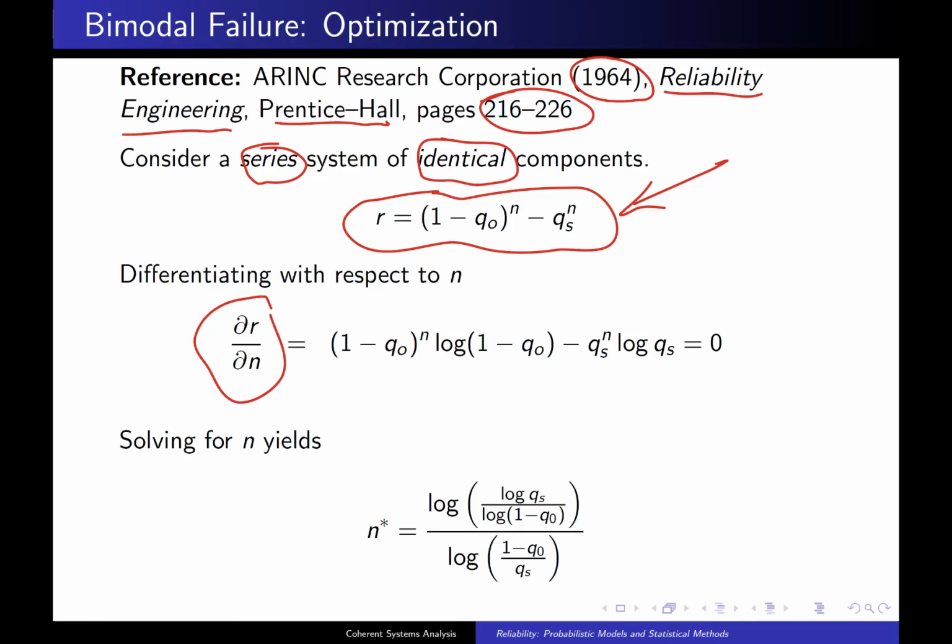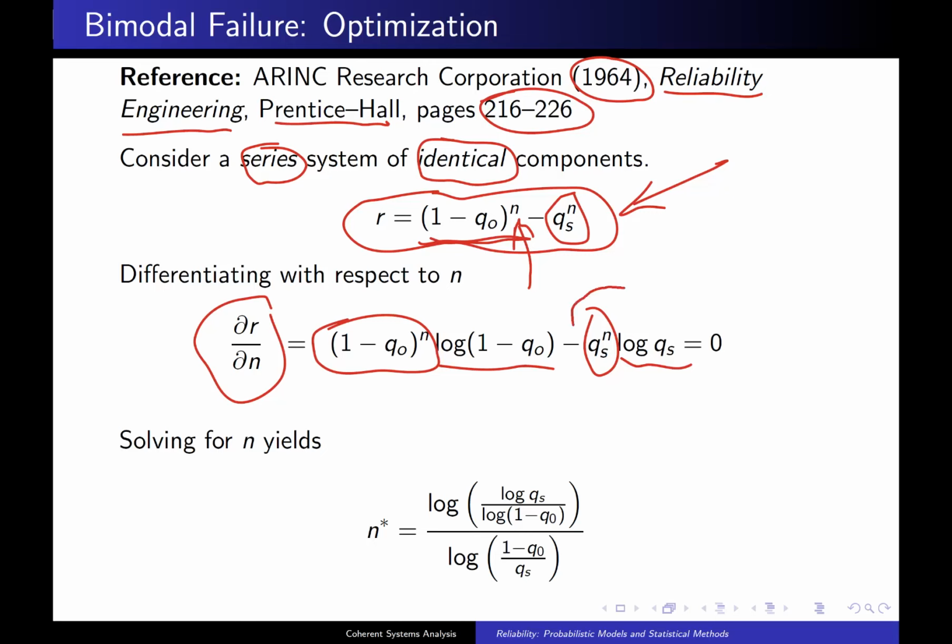So when you take a derivative, now notice that n is up in the exponent, you get (1 minus q0) to the n, that's just this first term, times the natural logarithm, and that's given by log here in the slides. In the book, it would be given by ln, minus q sub s to the n power multiplied by the natural log of q sub s.